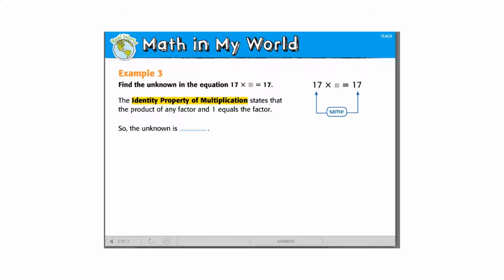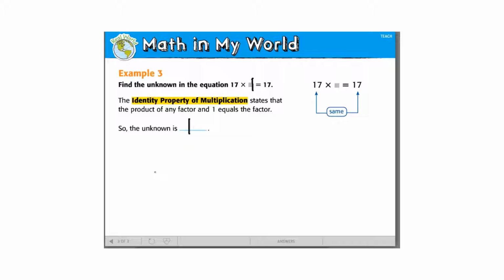Okay, example number 3, last one. Find the unknown in this equation. 17 times something equals 17. What would it be, Concrete? 1. Because anytime you multiply 1 by a whole number, or any other number actually, you get whatever number you started with. That was the identity property.